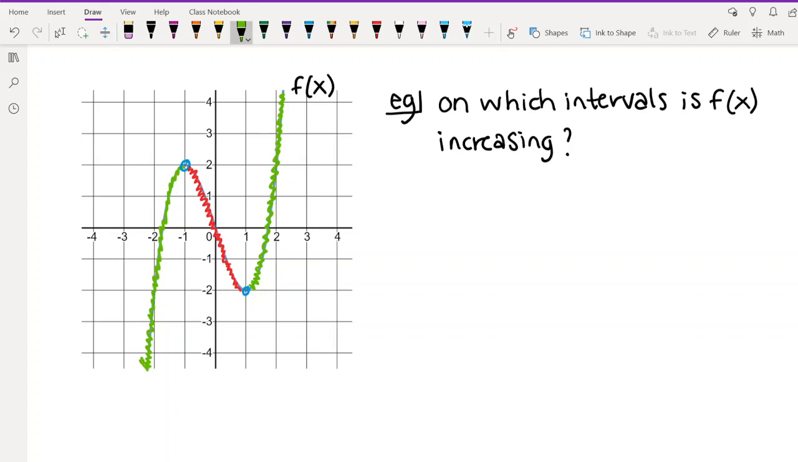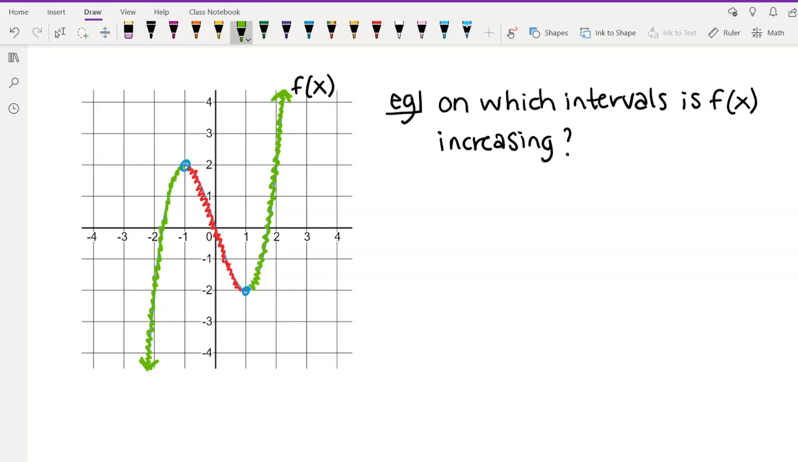So what we can see is that we have 2 increasing parts and 1 decreasing part. And I'm going to add some arrows here just to remind us that the graph is going to keep going. It's increasing even before we see the graph, and it's also increasing even after the graph ends.